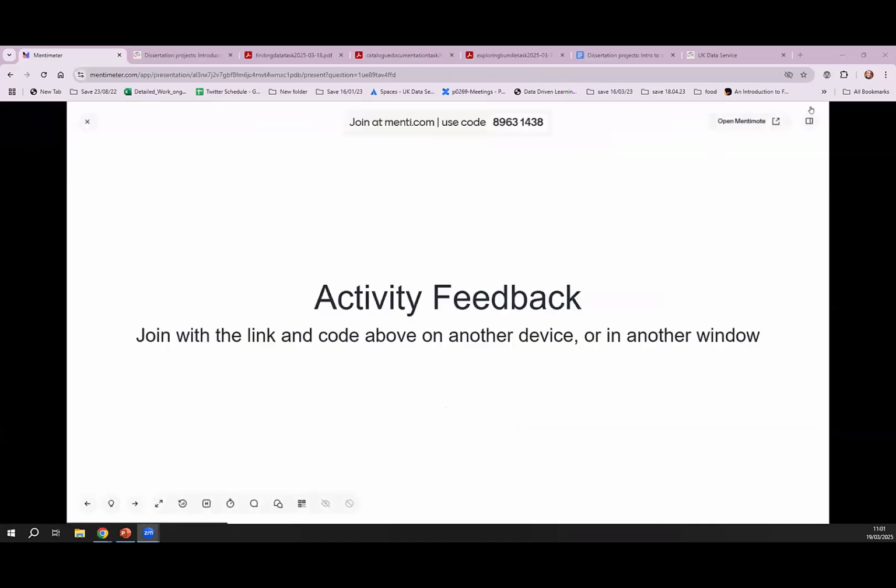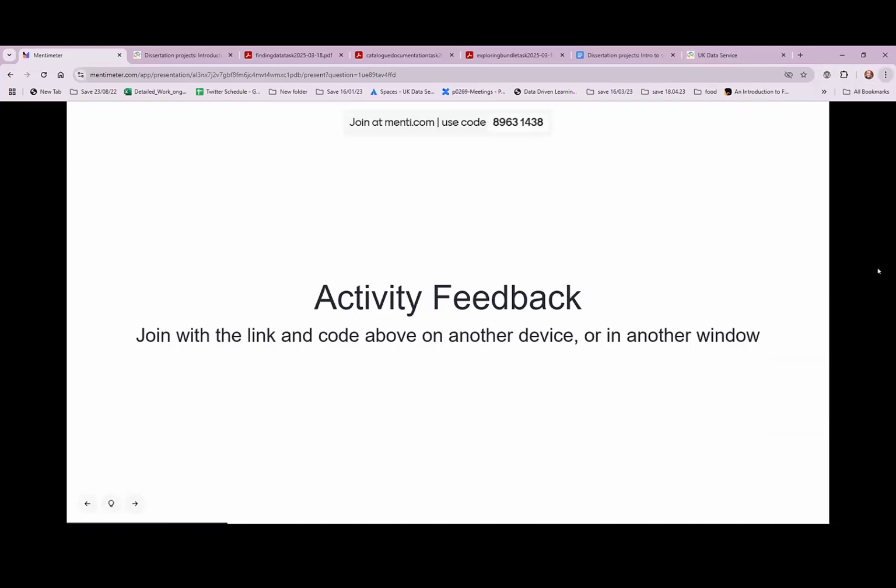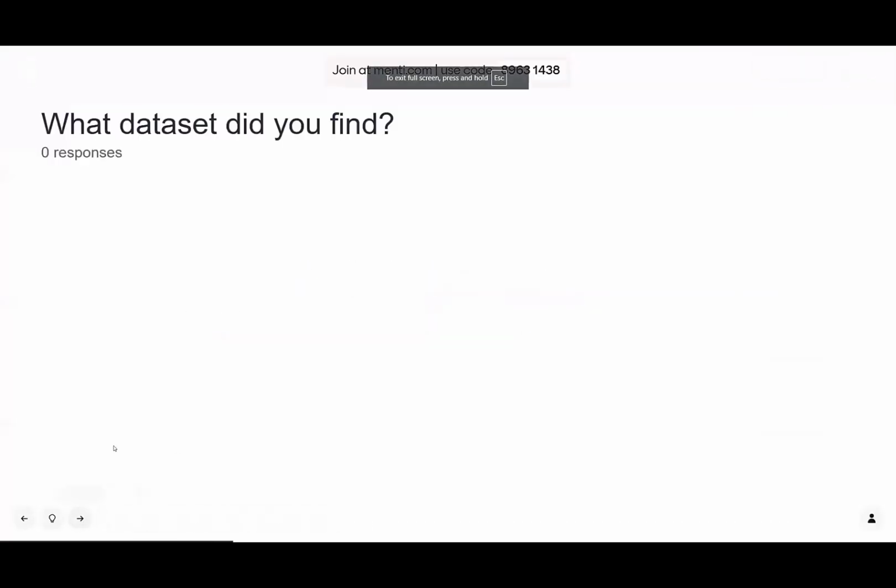Okay, so I think everyone should have had a chance to have an exploration of the catalogue and have a go at that. So if you want to pop back into Mentimeter, and just let me know what data set did you find? Did you find something relevant for your project? Did you find something on one of our lists? And you'll find the Menti code in the chat again there as well. So I'll give a second for everyone to feedback on that.